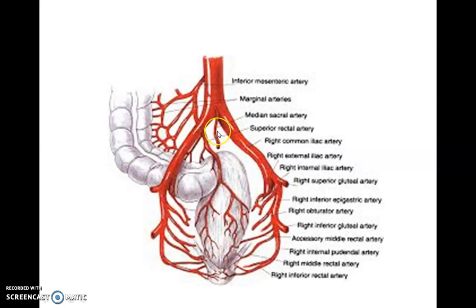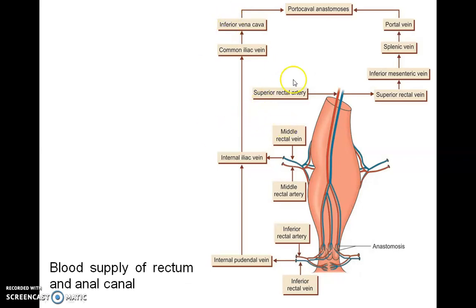Median sacral artery arises from the posterior aspect of the aorta and descends in the median plane to supply the posterior wall of the anorectal junction. Venous drainage, we will see. The veins are the same: the superior rectal vein, middle rectal vein and the inferior rectal vein. Superior rectal vein is single in number and continues as the inferior mesenteric vein.